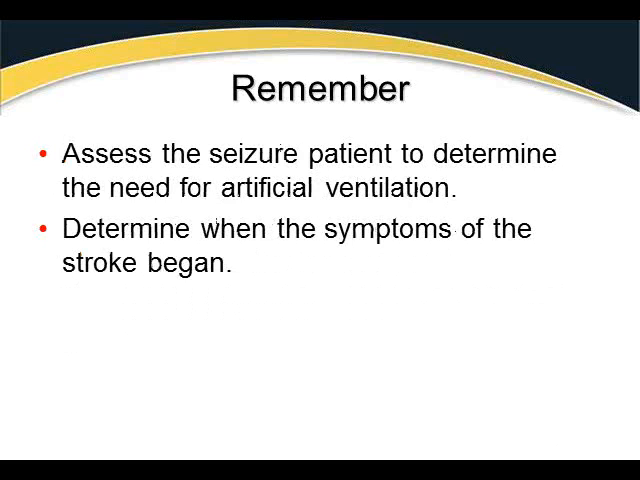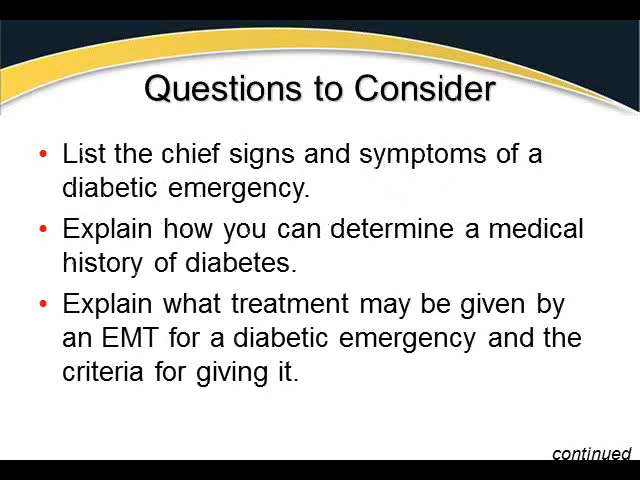Assess the seizure patient to determine if you need to ventilate or suction their airway, and determine when the symptoms of the stroke began. So some questions for you to consider. List the chief signs and symptoms of a diabetic emergency. Go back and review that list that we talked about earlier. Explain how you can determine the medical history of diabetes. Remember, that's potentially from the bystanders, from the patient, from the family members, and from your scene clues. Explain what treatment may be given by an EMT for a diabetic emergency, and in most cases this is an oral sugar source.